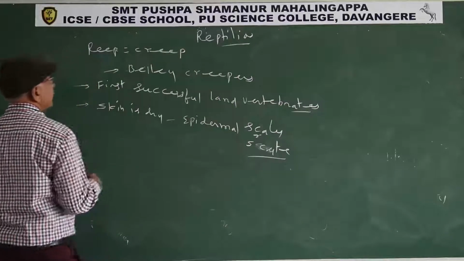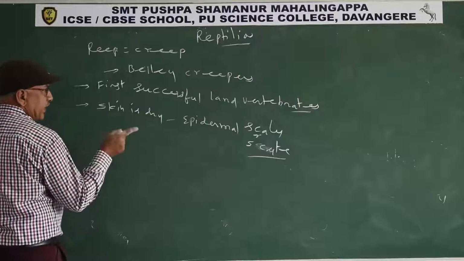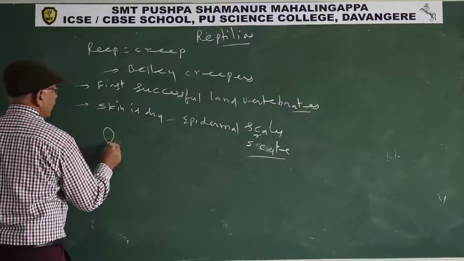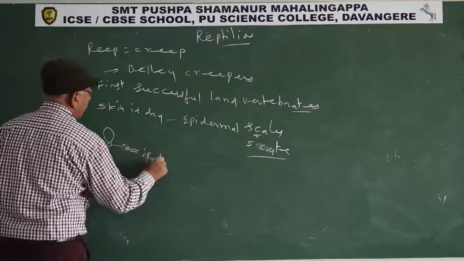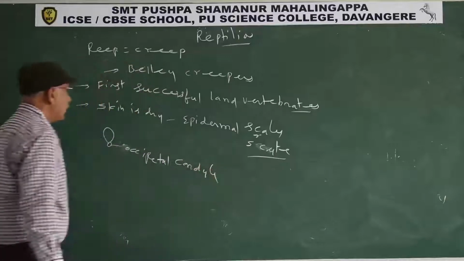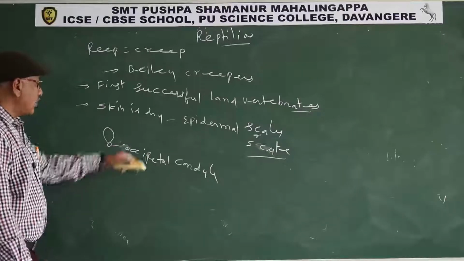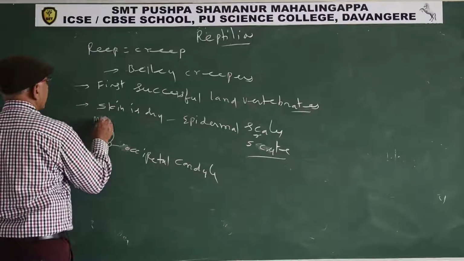Next point is in Reptilia: skin is dry, epidermal scales, monocondylic skull. Only one occipital condyle. Posterior part of skull contains one occipital condyle. That's why the skull is known as monocondylic skull.